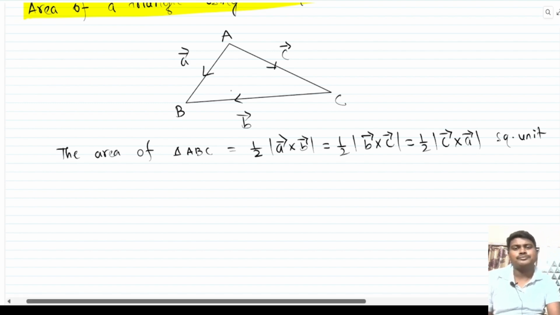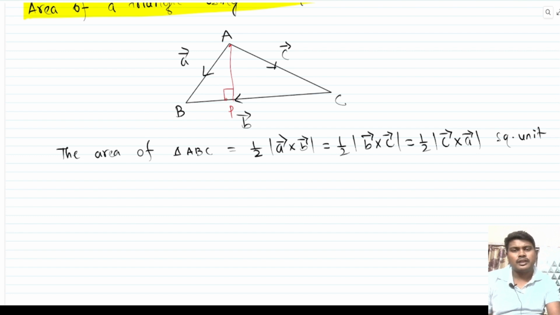Now we prove this formula. For that, we draw a perpendicular line from point A to the line BC. It is point P, and AP is perpendicular to BC. Therefore, the angle APB is 90 degree, that is pi by 2. Consider the angle ABC is theta. Therefore, with respect to the angle theta, AP is perpendicular, and since the angle APB is 90 degree, therefore AB is the hypotenuse.